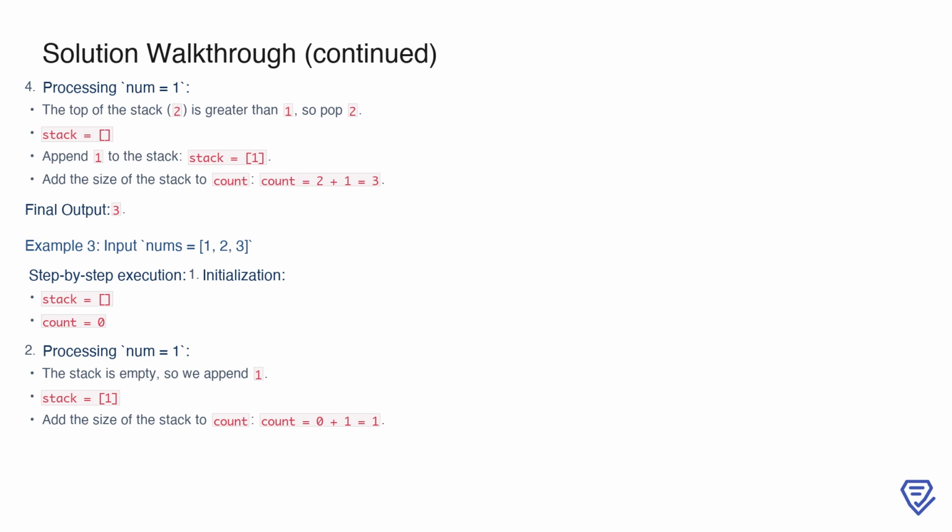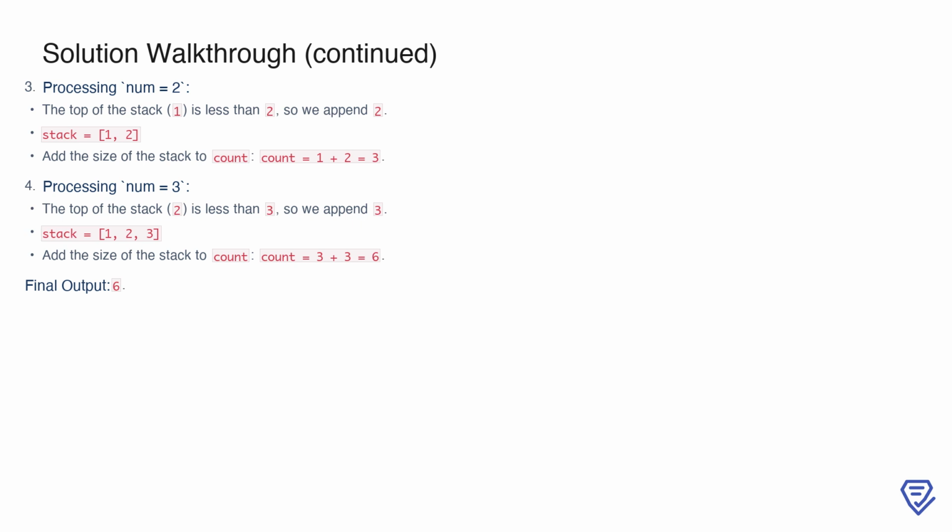Moving to the next example, we now consider nums equals 1, 2, 3. Here, we initialize the stack as empty and set the count to 0. First, we process 1. Since the stack is empty, we append 1 to it. This results in a stack of 1. The size of the stack, 1, is added to the count, making the total count 1.